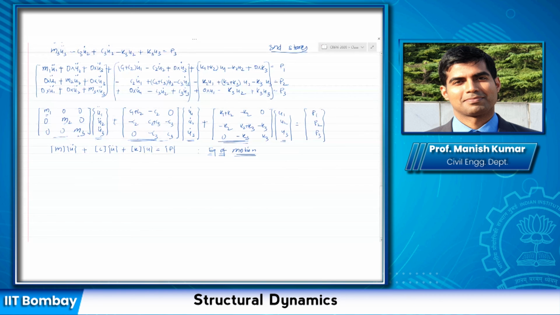Third observation is that, like the mass matrix was a diagonal matrix, the stiffness matrix that you see here is actually a symmetric matrix. I have a minus K2 term here and I have the mirror image minus K2 here. Similarly, minus K3 and minus K3, 0 and 0. So it is a symmetric matrix. The same goes for the damping. So these are some important observations for multi-degree of freedom systems.